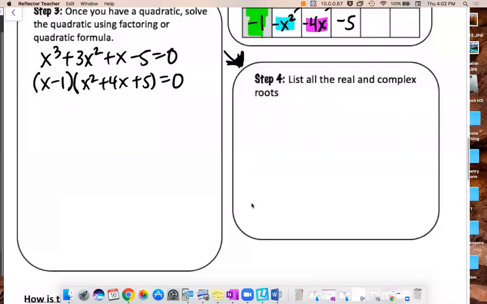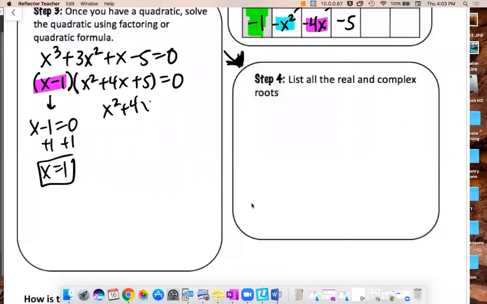Remember, what this means is we take each of these factors and we set them equal to 0 and solve. So this first one is easy. You take x minus 1 equals 0, you add 1 to both sides, you get x equals 1 as one of your solutions. The other one is a little bit harder because it doesn't factor. The only things that multiply to 5 are 5 and 1, and there's no way that 5 and 1 can add to a positive 4. So what that means is you have to do the quadratic formula for this one.